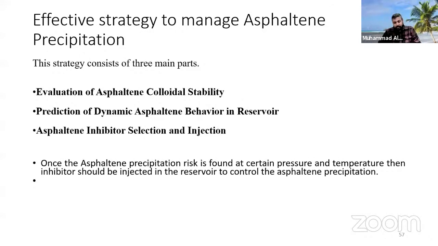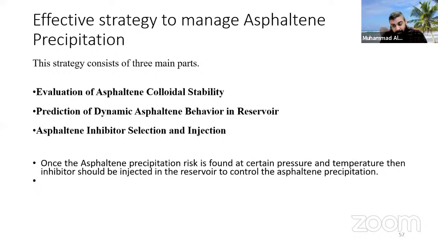Well, the first step to know about this asphaltene: you must first know whether it can precipitate or not, whether the oil in the field you are working has asphaltene or not. First thing you must know this. So when you look at the evaluation of stability, first you check the oil in your laboratories, whether it has asphaltene or not. This is the first thing.